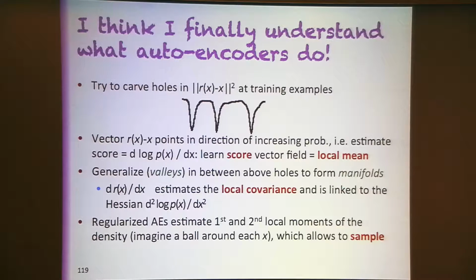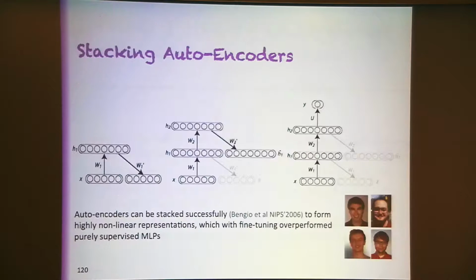But there's more, and what I'll be doing today is going into more detail about some mathematical results about the fact that the reconstruction function and its derivatives tell you something about the local statistics of the distribution. You can think of training autoencoders, and basically anything that minimizes reconstruction error, as doing something else than maximum likelihood, but that also captures the structure of the density using a kind of moment matching principle.